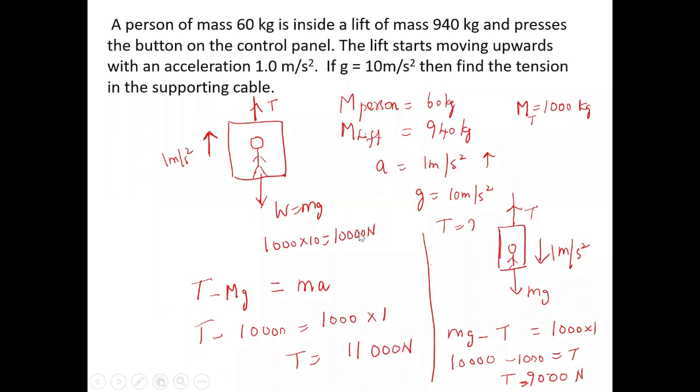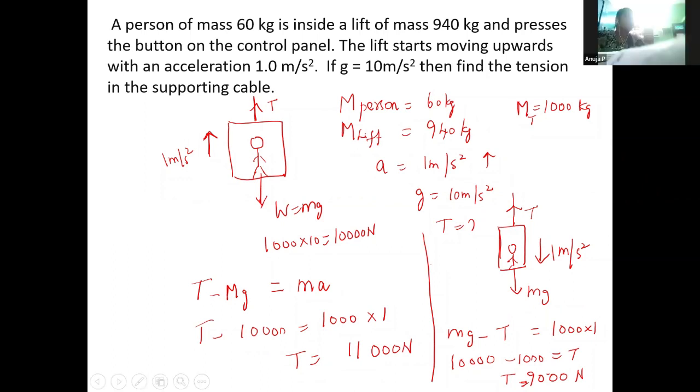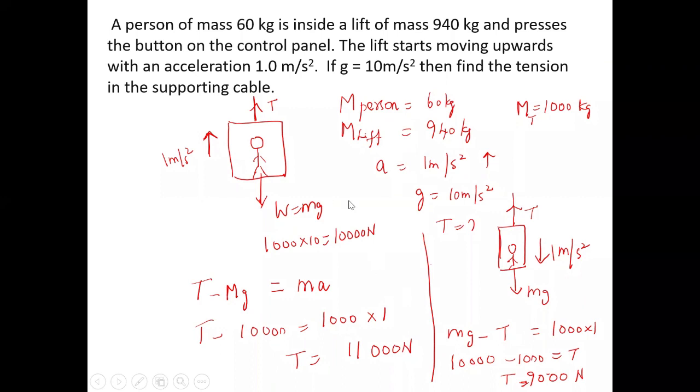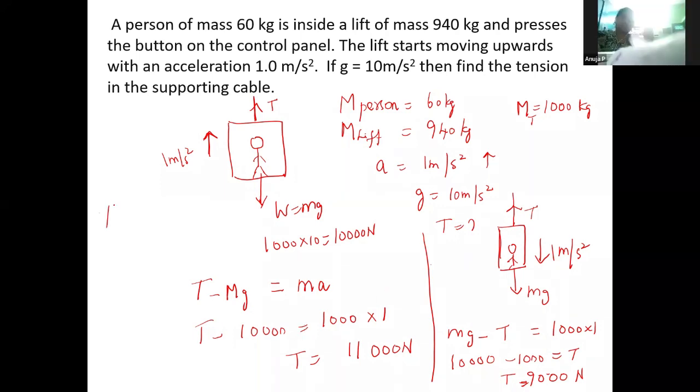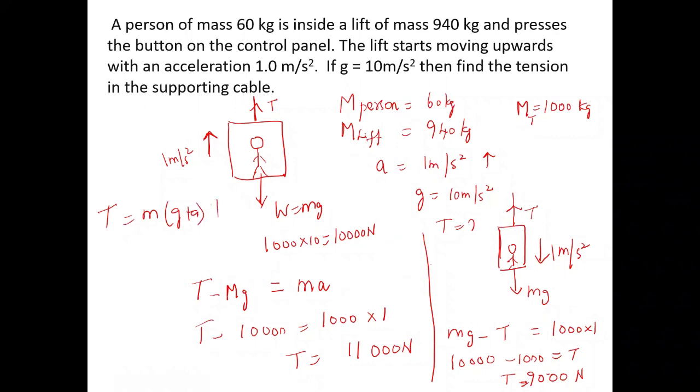So we discussed two cases. Can I have a general expression for T? T will be m into g plus a when the lift is moving in the upward direction with some acceleration. T is equal to m into g minus a if the lift is moving in the downward direction.